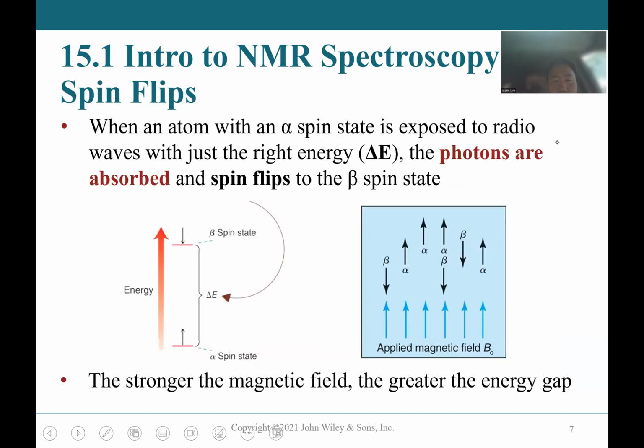When an atom in the alpha spin state is exposed to radio waves with just the right energy, delta E, photons are absorbed and the spin flips to the beta spin state. The stronger the magnetic field, the greater the energy gap.